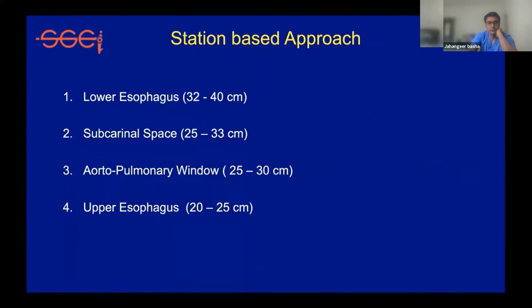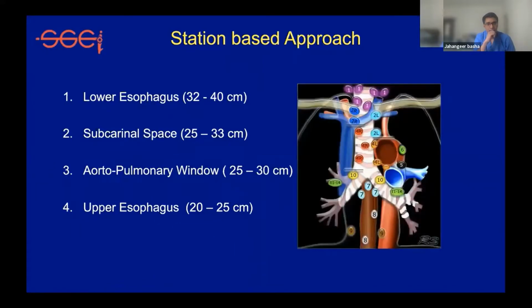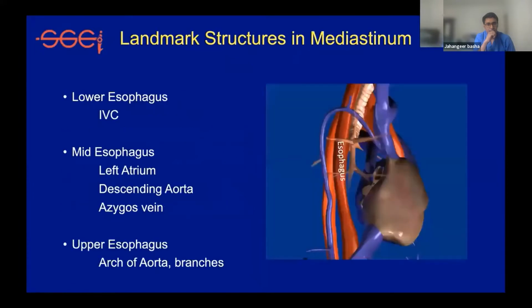So I'm discussing this topic under 4 stations from below upwards. These are lower esophagus, subcarinal space, aortopulmonary window, and upper esophagus. This is according to the lymph nodal stations that I had discussed previously. So there are various landmark structures in the mediastinum. A landmark structure is a familiar structure which is easily identifiable, usually a vascular structure, and that helps in further evaluation of that particular station.